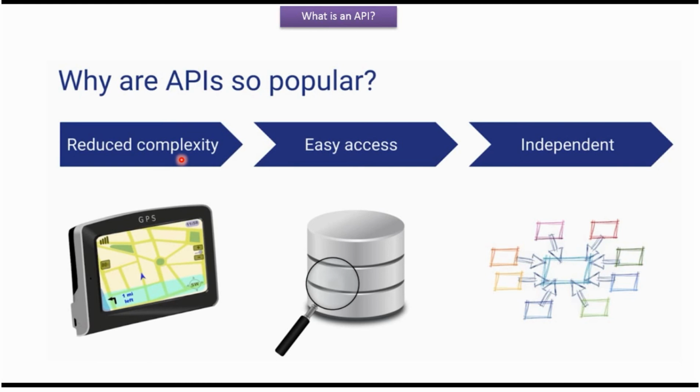APIs are so popular because they reduce complexity. Suppose you want to get the shortest distance from point A to point B in the current traffic situation, and you want the result within some milliseconds. This kind of complex operation can be done by an API with easy access. And some service providers provide access to their database by exposing their API, so we can call their API in order to get data from their database.